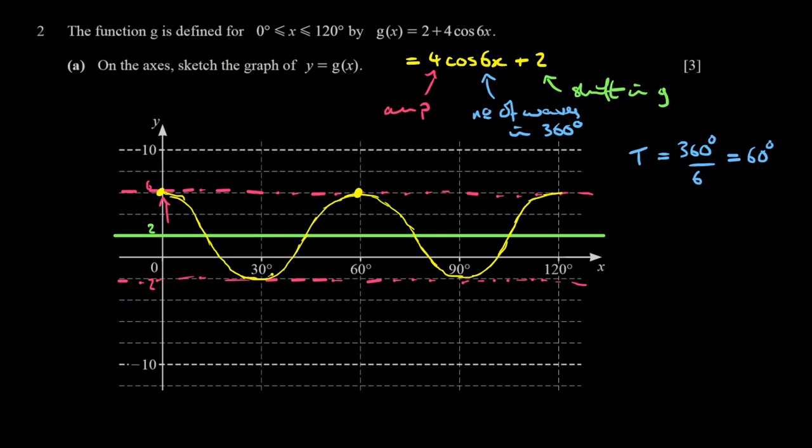This is a cosine, right? It's a cosine because it starts here. It's got a center line at 2, an amplitude of 4, it goes up and down by 4, and it's got a period of 60 degrees because that's 360 divided by 6. Okay, and now we've got to look at parts B and C of this question. Well, what does part B say? Part B asks us to state the amplitude. Well, we've already done that. The amplitude is 4. And it asks us to state the period of G. Well, we've already done that. That is 60 degrees.